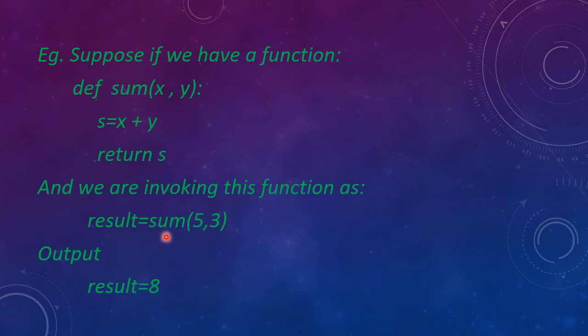So when we invoke the sum function with two values 5 and 3, it will jump to the definition of the function sum, and x will receive value 5 and y will receive value 3. After adding 5 and 3, the computed value will be stored in variable s, and this variable s will be returned by the return statement. So here the function sum is returning one variable to the calling function. So the result will be 8.